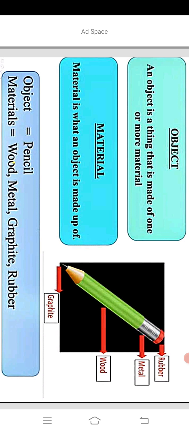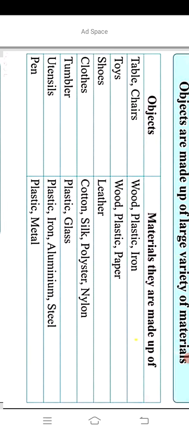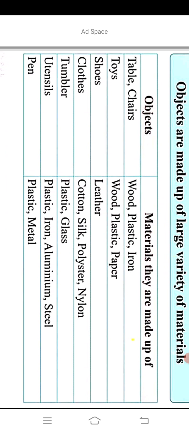Okay, so this pencil is an object and the wood, metal, graphite, rubber used to make this pencil are termed as material. Okay, again, an object is a thing that is made of one or more materials. Okay, and material is what an object is made up of. Okay, clear? Now see this table.